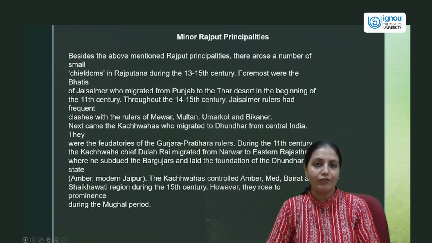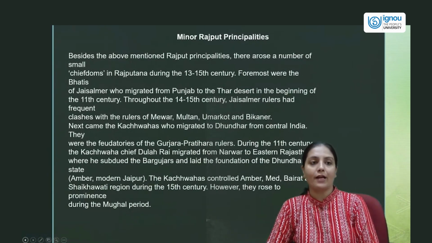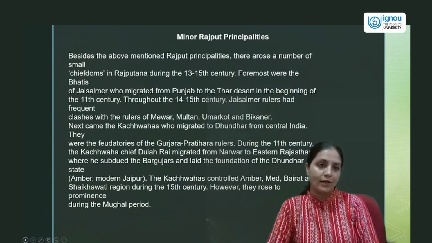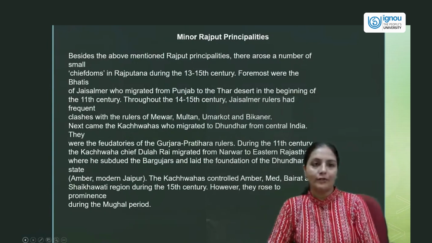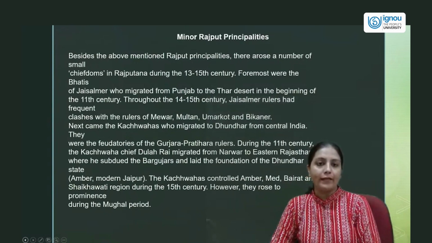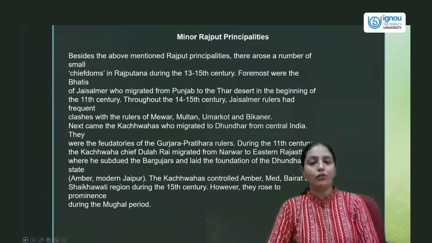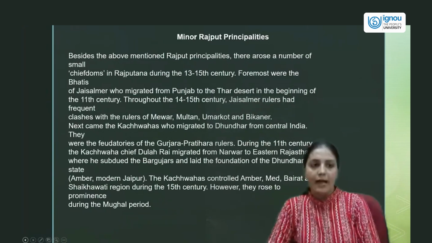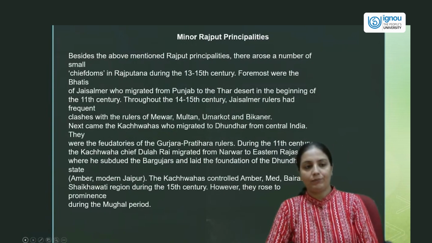Next is minor Rajput principalities. Earlier we have studied about major Rajputs. Now we are going to study about minor Rajputs. Despite the above mentioned Rajput principalities, there arose a number of small chiefdoms in Rajputana during the 13th to 15th century. Foremost were the Bhatis of Jaisalmer, who migrated from Punjab to the Thar Desert in the beginning of the 11th century. Throughout the 14th to 15th century, Jaisalmer rulers had frequent clashes with the rulers of Mewar, Multan, Umarkot, and Bikaner.